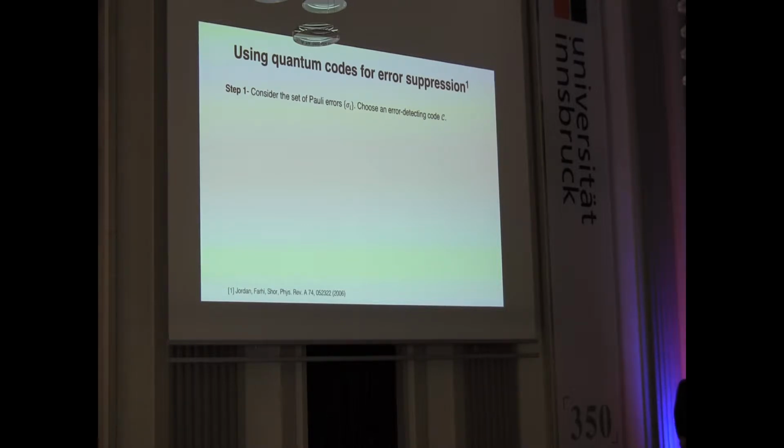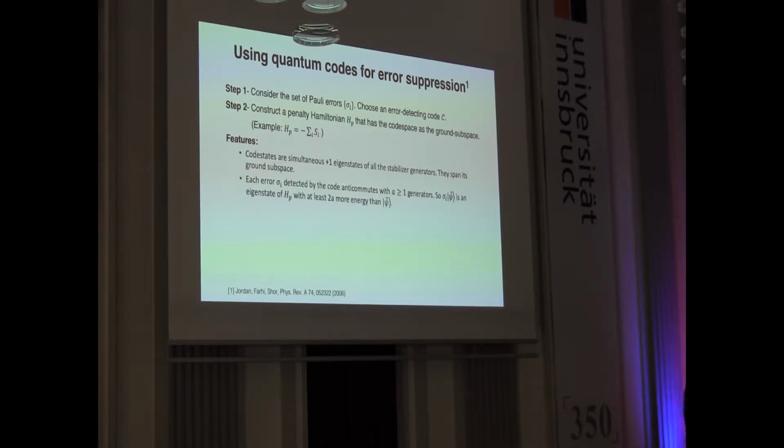The first systematic way of using quantum codes to suppress errors was introduced by Jordan, Farhi, and Shor, 2006, and the idea is that if we know that the dominant effect of the environment on the system has some specific form, for example, is one local, I target those one local errors and choose a quantum code that can detect the effect of these errors. Then I come up with a Hamiltonian whose ground subspace is protected against this specific type of errors.